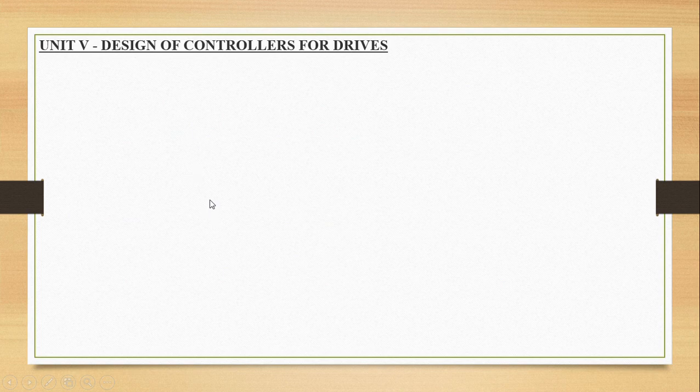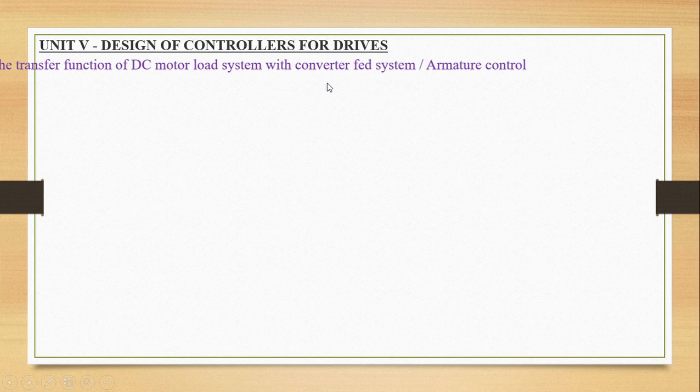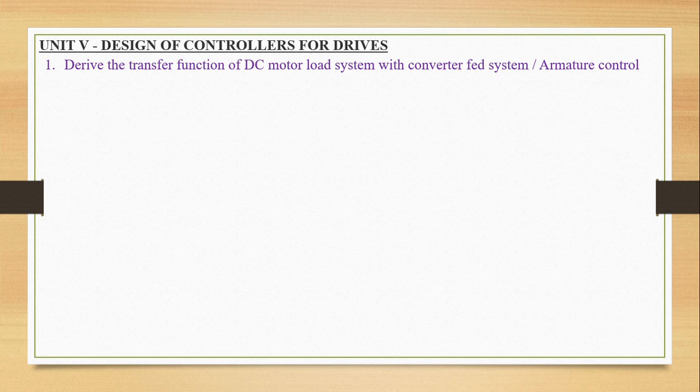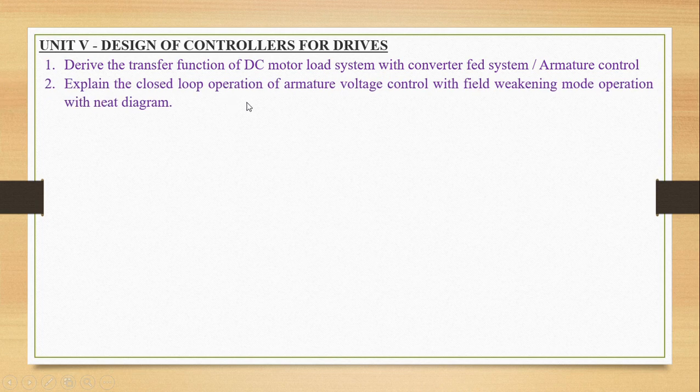Unit number 5, design of controllers for drive. Only 4 questions are considered for unit number 5. First question, derive the transfer function of DC motor load system with a converter fed system. Or it may be asked, derive the transfer function of DC motor for armature control method. Second question, explain the closed loop operation of armature voltage control with the field weakening mode operation with the neat diagram. We have to draw the block diagram and we have to explain.